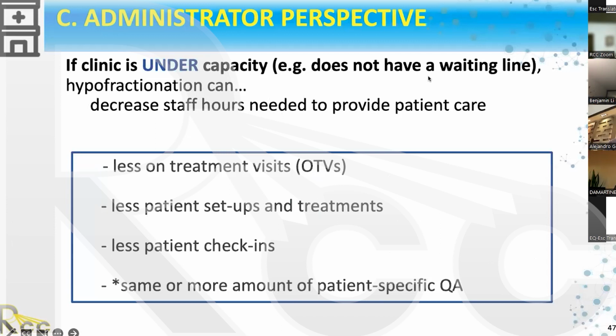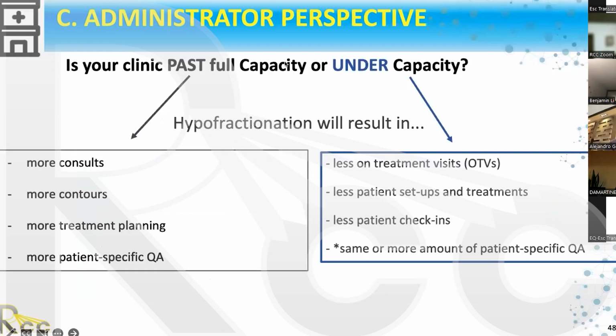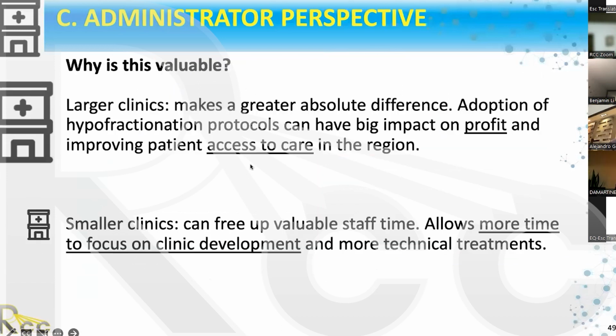On the other hand, if the clinic is under capacity, they don't have a waiting line, hypofractionation can decrease the staff hours needed for patient care. There would be fewer treatment visits, fewer setups and treatments, fewer check-ins, and the same or more amount of patient-specific QA. So please think, is your clinic past full capacity or under capacity? And why is this important? Why is this question important?